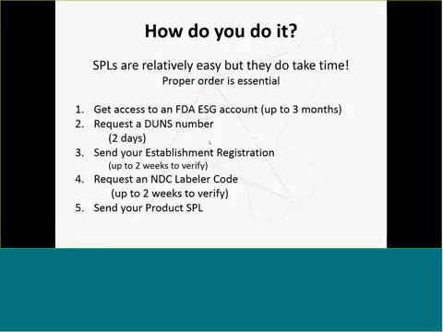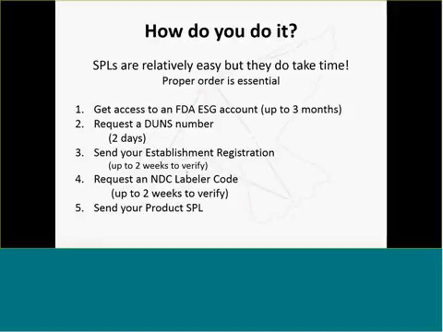After you have a gateway account and a DUNS number, you create your establishment registration. This is a very simple registration. It is your address, primary contact information, including your agent if you're an international firm, as well as what type of firm you are. A manufacturer, are you a labeler, etc. Then, after all of that is done, you get to do an NDC labeler code request.